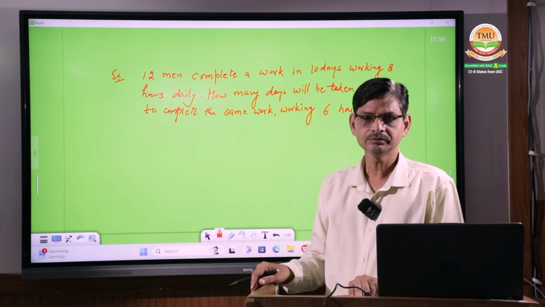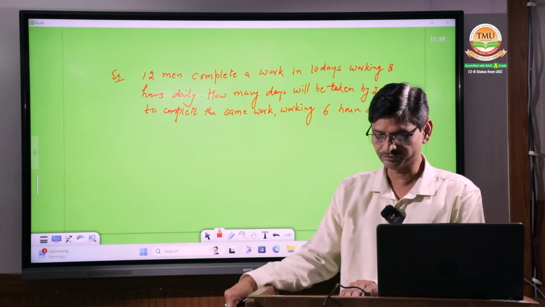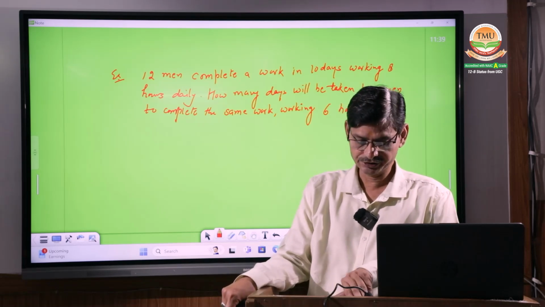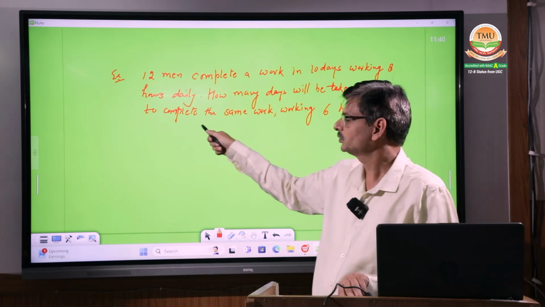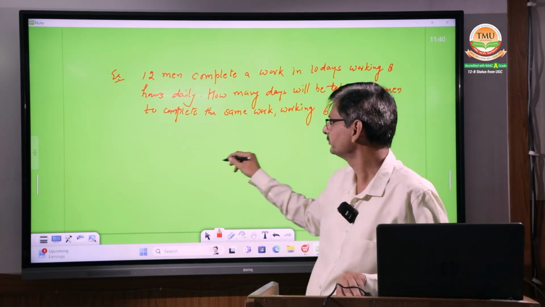This is the question: 12 men complete a work in 10 days. Working hour is 8 hours daily. How many days will be taken by 20 men to complete the same work? Working hour is 6 daily.